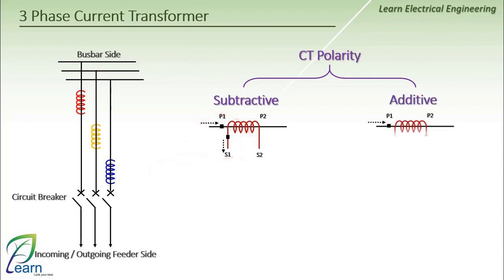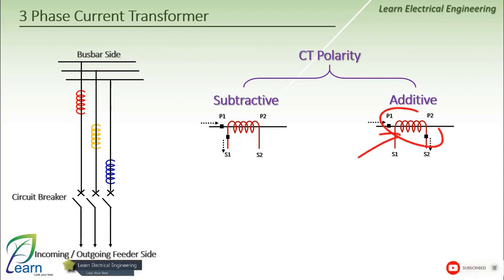The second type I have is additive polarity, which means that if the current direction in the primary is from P1 to P2, then the current direction in the secondary will be from S1 to S2. This is depicted in my drawing or schematic. A point in the primary corresponds to a point in the secondary on the opposite side, as is clearly shown in front of you. Now we have two very important rules.